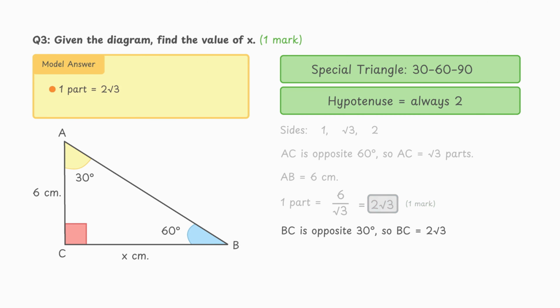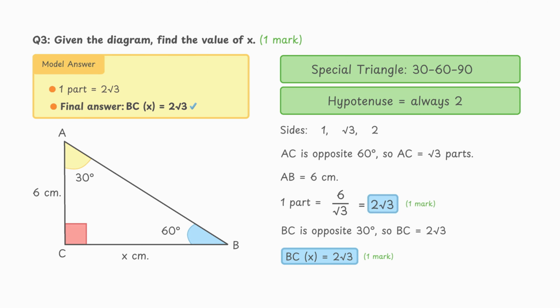The side BC, which is x, is opposite the 30-degree angle. And in this triangle, the side opposite 30 degrees is always 1 part. So x equals 2 square root of 3. So the final answer is x equals 2 square root of 3. Now take a moment to understand the key idea. Once you recognize a 30, 60, 90 triangle, you can use the fixed ratio directly and avoid using a calculator completely.